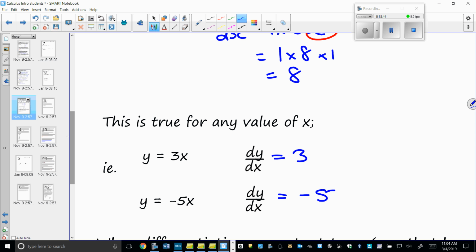Because if it just has an x, we will have to say dy dx equals. Yes, you should do. But then on the other one, should we do that? Yeah. Okay.